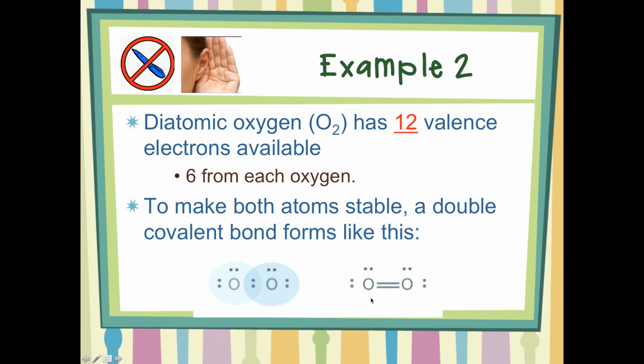So the rule is you're trying to get everything to be stable, but you can only use the pieces that are available. In this case, there's 12 electrons. So they had to be a little bit creative in order to create a stable molecule between the 2 atoms.